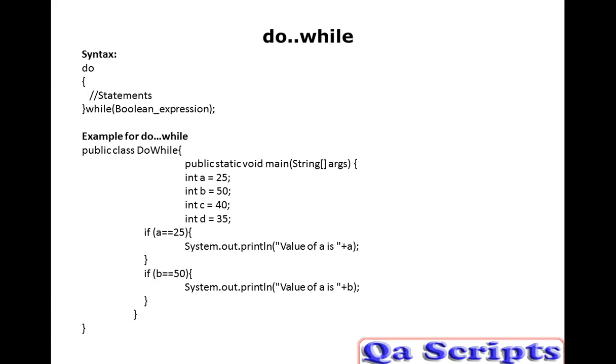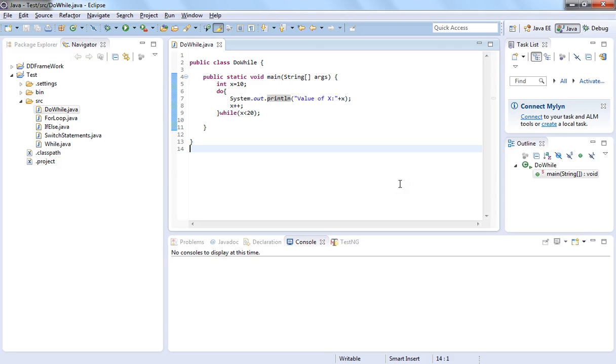Here is the example where I have created a class called do while having the main method inside it. Inside the main I will define one variable, that is x equals to 10. The initial value that I am assigning is 10.